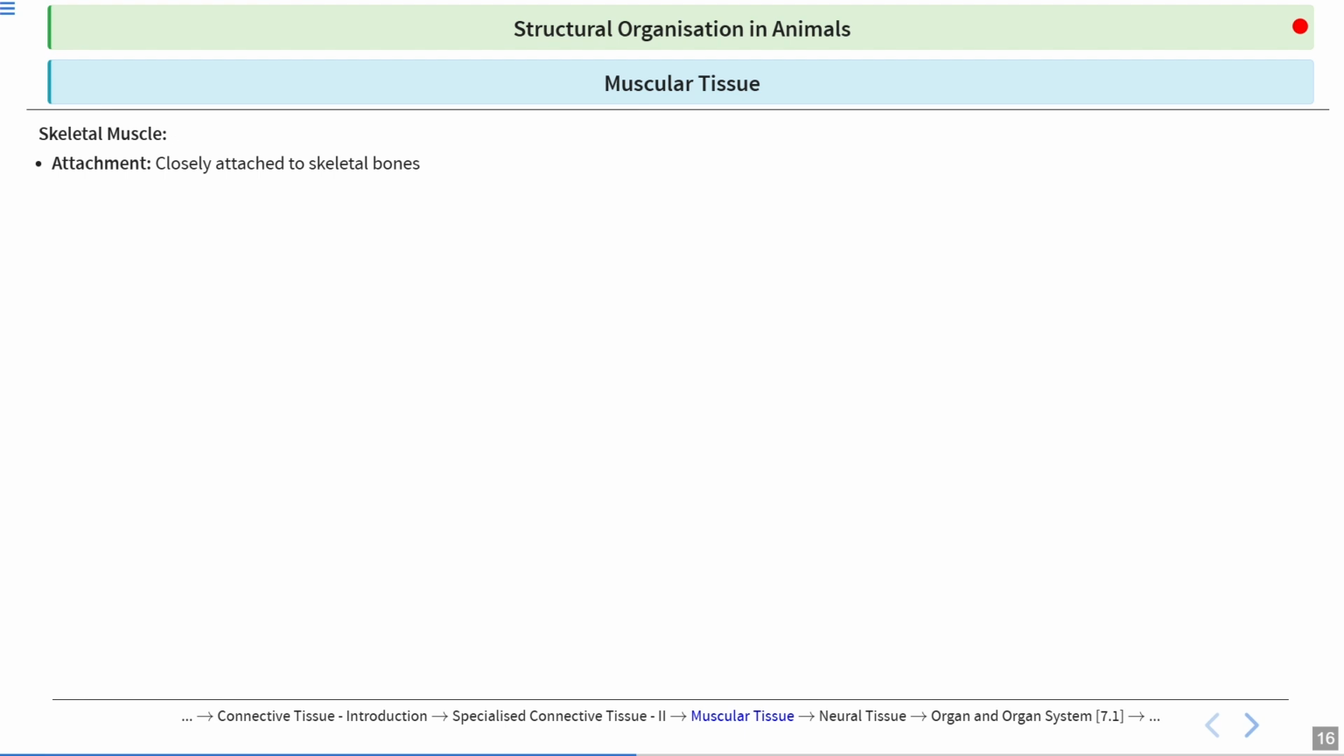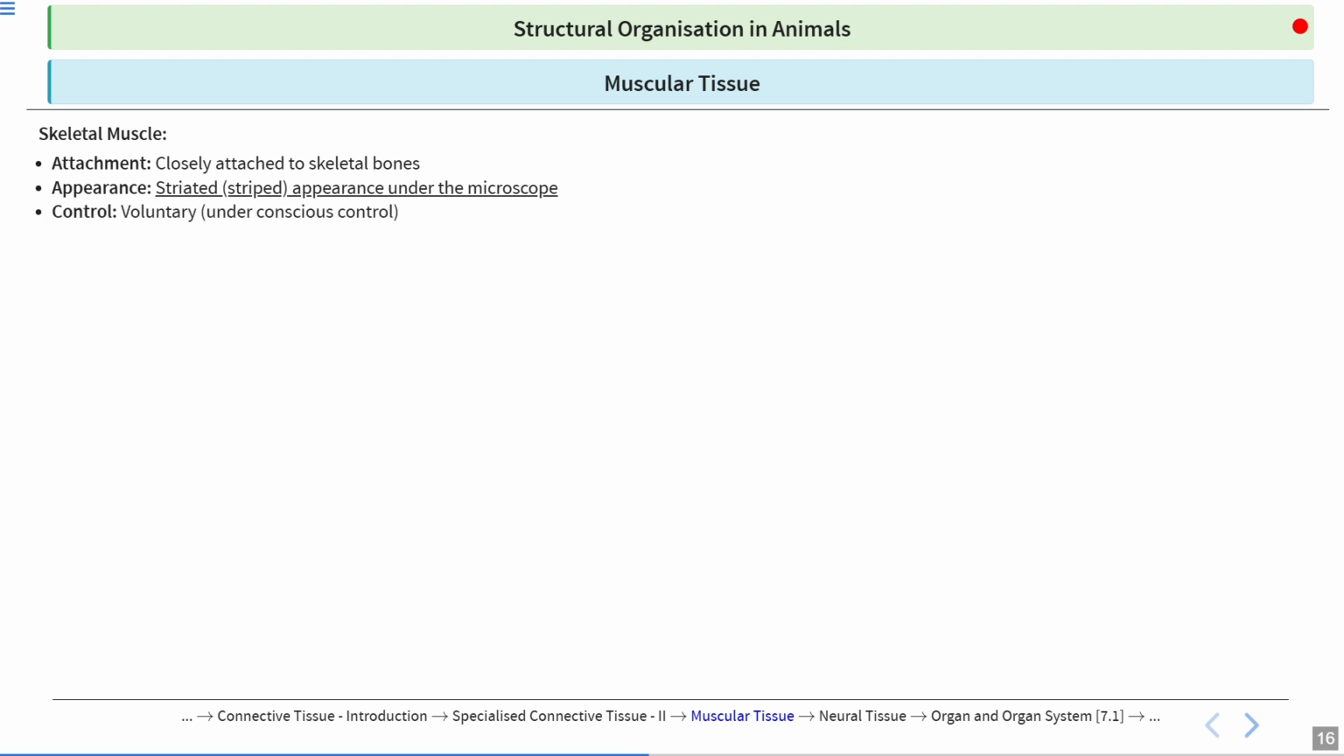Skeletal muscle. Skeletal muscle attachment: closely attached to the skeletal bones. The muscles that are attached to the skeletal bones are called skeletal muscle, and they are basically helping in the process of movement. Appearance: striated. You can see they have lining on the muscles, okay, striped muscles. And when you see them in the microscope, you can see striations on the muscles, and that is why they are commonly called striated muscles.